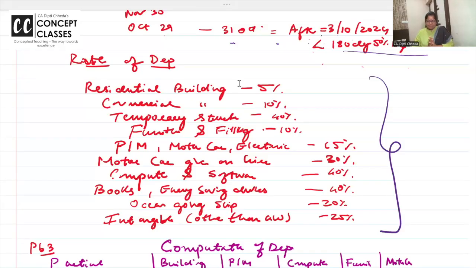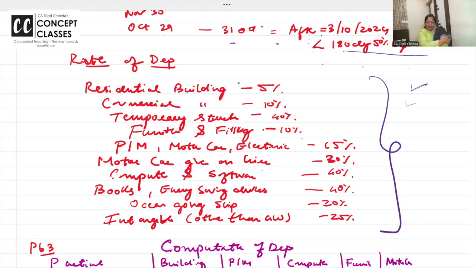Important rates. Residential building, 5%. Commercial building, 10%. Temporary structures: the highest rate of depreciation in income tax is 40%. Furniture and fitting, 10%. Plant and machinery, motor car, electronics, 15%. Motor car given on hire, 30%.